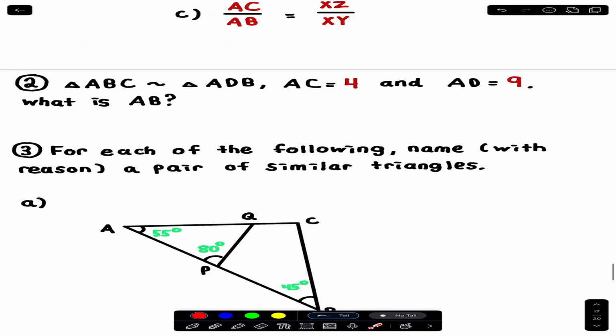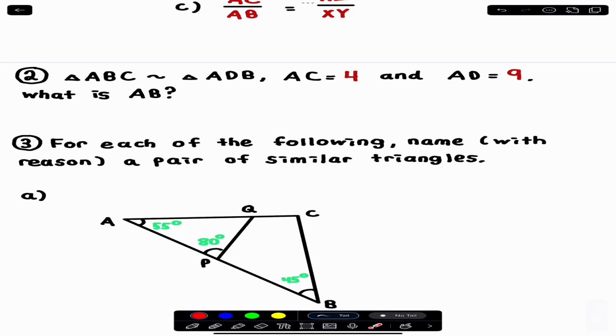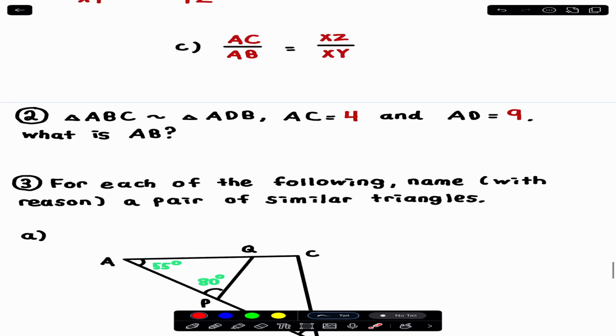Question number 2. Question number 2 doesn't even have a picture, actually. So this one is really going to test your ability to set up the ratios properly without a diagram, because you won't always be given a diagram in geometry. Most of the times you will be, but not always.